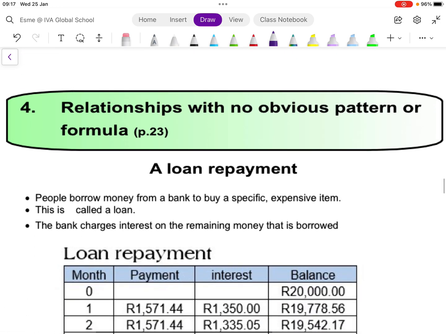The next relationship is a relationship with no obvious pattern or formula. So it's very difficult to see the pattern without drawing the graph. So for this, we are going to talk about a loan repayment. People borrow money from a bank to buy a specific expensive item. The most used loan is the home loan, and this is called a loan, or you can have a personal loan. The bank charges interest on the remaining amount of money borrowed.